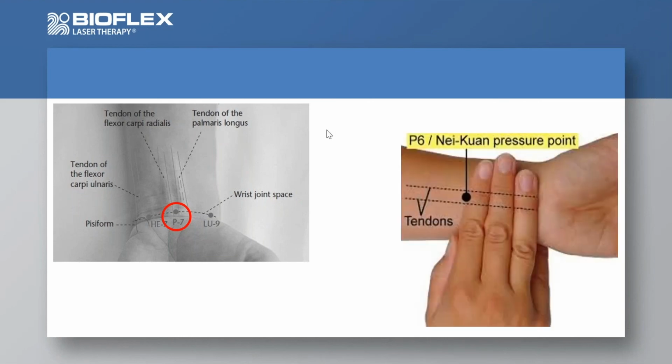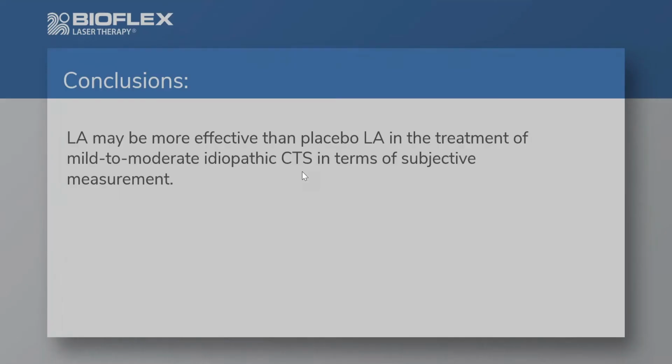And P6 is proximal to that, 3 Chun, which is, you can see, about 3 centimeters or so proximal, right in the same midline as P7. Okay, so that's how you find these points.